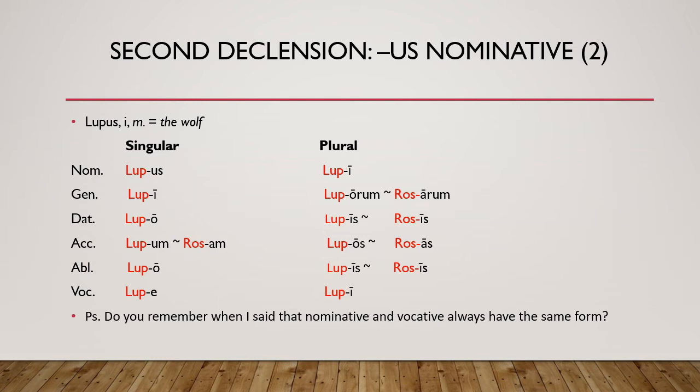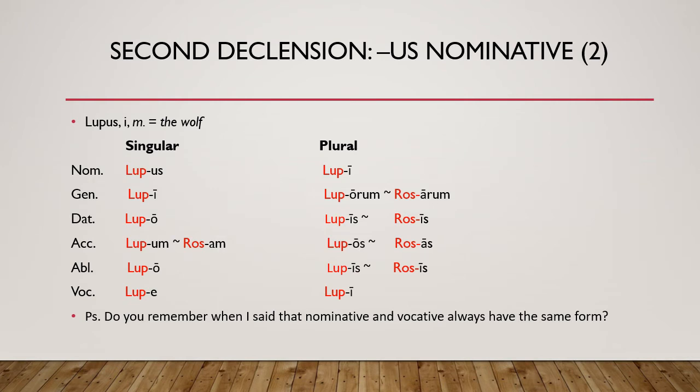For the accusative, in the second declension we have -os, so lupos, while in the first declension we have -as. And this is because every declension has a distinctive theme vowel. What is a theme vowel? A theme vowel is a vowel that links the stem to the ending. The first declension has the a as theme vowel, while the second declension has the o as theme vowel.